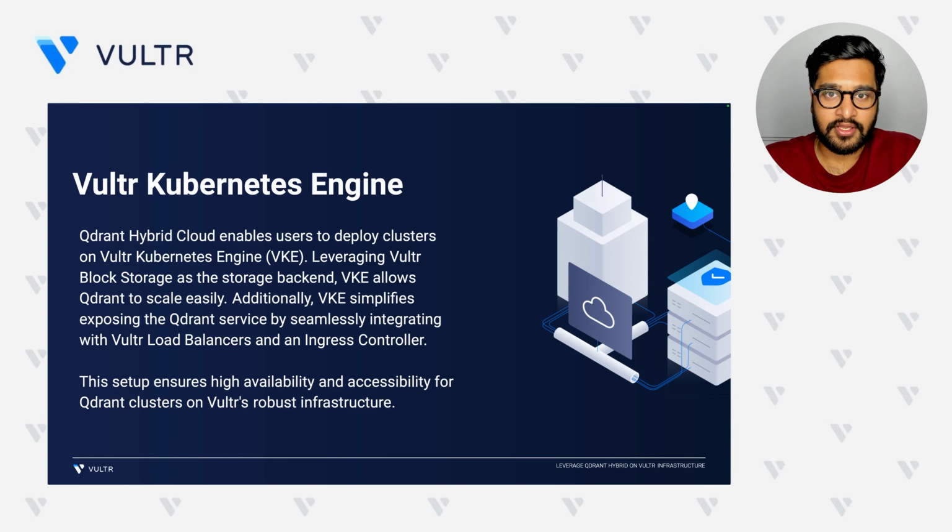Qdrant Hybrid Cloud enables users to deploy Qdrant clusters on Vultr Kubernetes engine. Leveraging Vultr's block storage as the storage backend, VKE allows Qdrant to scale easily. Additionally, VKE simplifies exposing Qdrant services by seamlessly integrating with Vultr load balancers and an ingress controller, which we are going to be demonstrating later in this tech talk. This setup ensures high availability and accessibility for Qdrant clusters on Vultr's robust infrastructure.